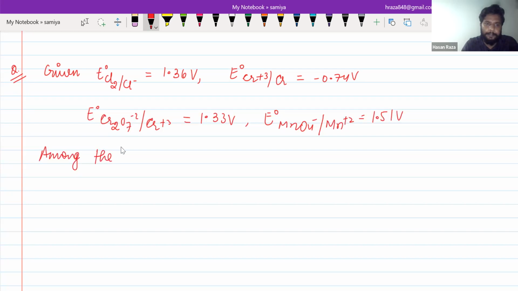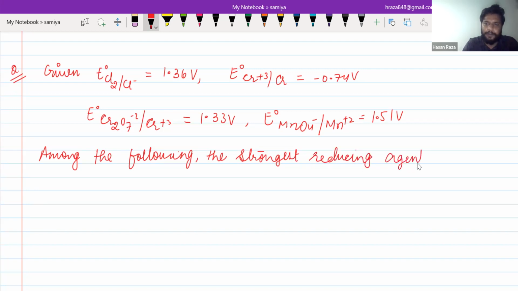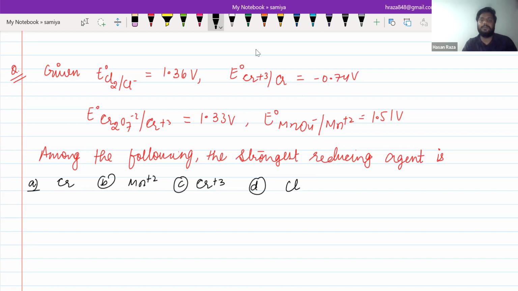Among the following, the strongest reducing agent is, I'm going to give you an option, A is chromium, B is Mn plus 2, C is Cr plus 3, D is Cl minus. Please do this question.